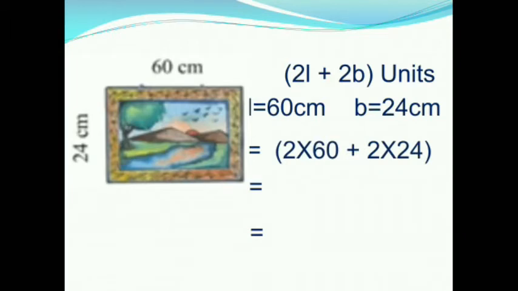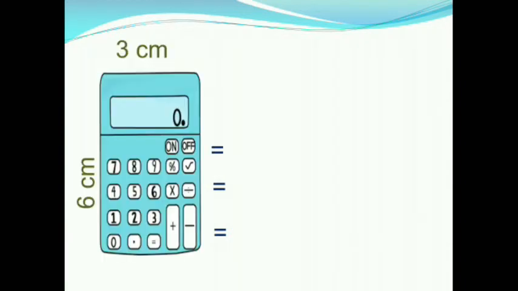2 into 60 plus 2 into 24. 2 6s are 120 plus 2 24s are 48. 120 plus 48 is equals to 168 centimeter. Therefore, perimeter of this picture is 168 centimeters. Now we should find out the perimeter of this calculator.